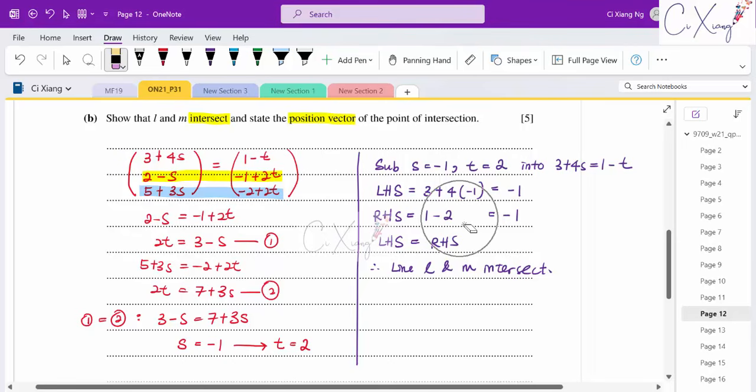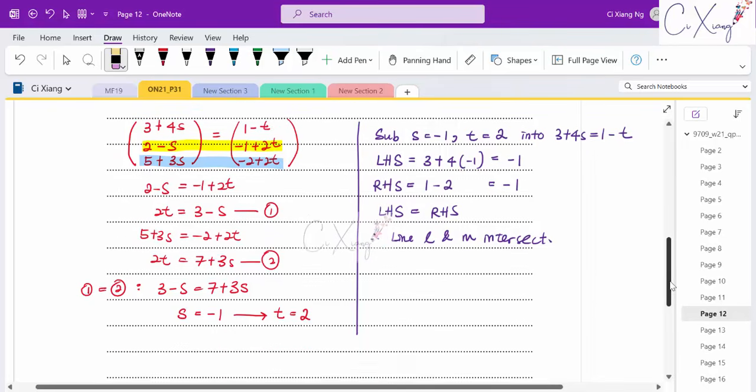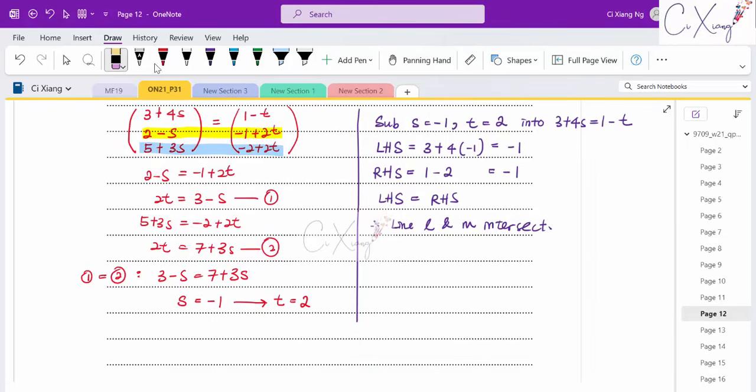So this is an important step that you need to show, to show that the lines intersect, and they are not skewed. After that, they want us to state the position vector of the point of intersection. To get the point of intersection, we can substitute s equals -1 or t equals 2 into either one of the vector equations that we have. Then the vector that you get will be the position vector of the intersection point.